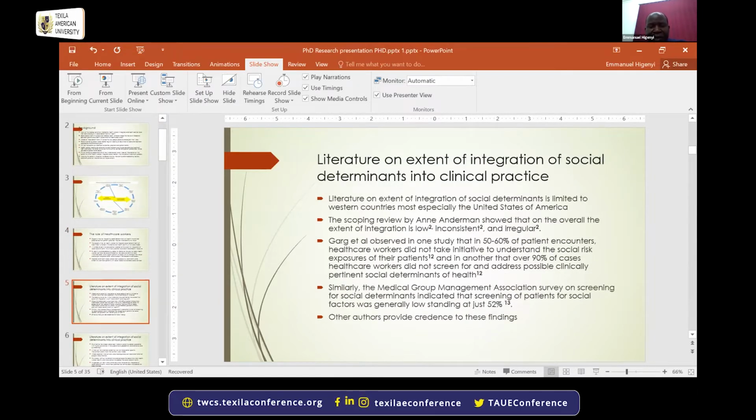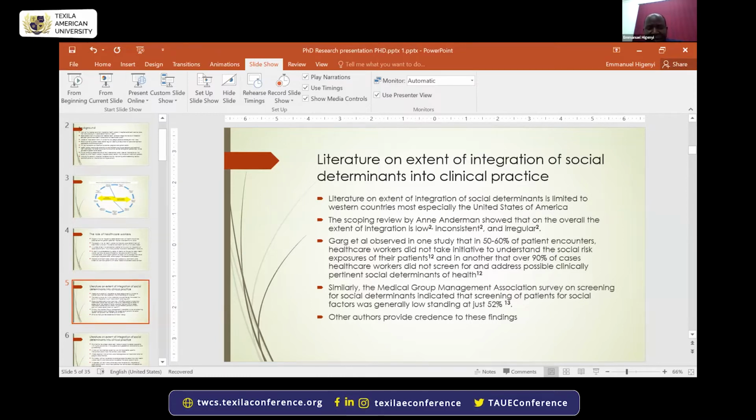Now, in literature, the extent to which these determinants are integrated has been mainly covered in Western countries, most especially the United States of America and a few other European countries. Scholars like Andaman have investigated this subject and given advice. According to Gag et al., in 50 to 60% of patient encounters, health workers did not take initiative to understand the social risk exposures. And in over 90% of the cases, health workers did not even screen and address possible clinically relevant social factors.